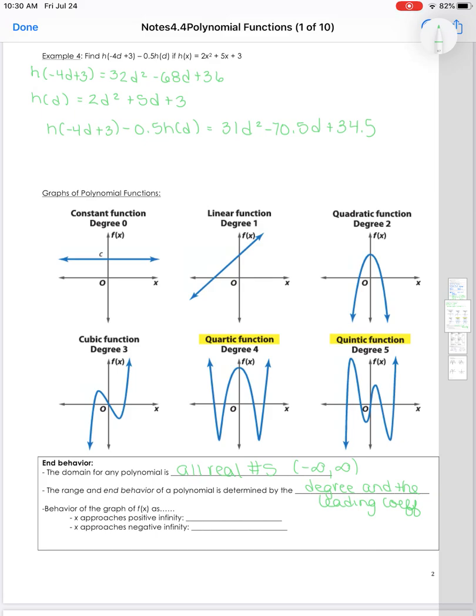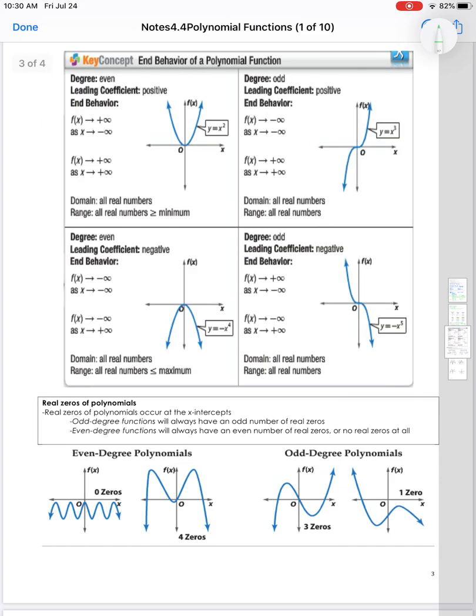So that's negative infinity to positive infinity. The range and end behavior of a polynomial is determined by the degree and the leading coefficient. If you want to abbreviate that LC, you certainly can do that. The behavior of the graph of f as x approaches infinity is written as x approaches positive infinity. For negative infinity, it's x approaches negative infinity. And that's the type of symbols that we're about to be using.